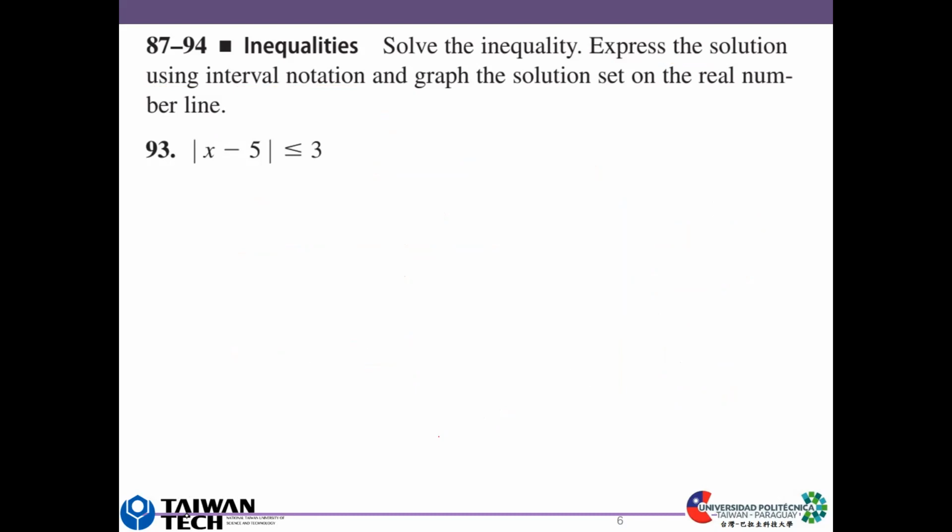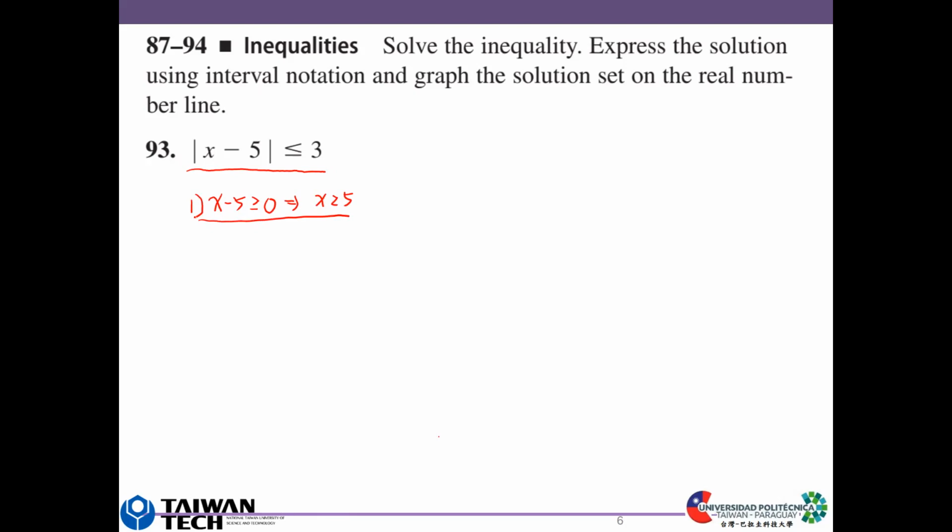So solve the inequality, and it has an absolute symbol. When this absolute symbol is present, you have two cases. First is x minus 5 larger or equal to 0. So x minus 5 larger or equal to 0 means x is larger or equal to 5. This is our first case.